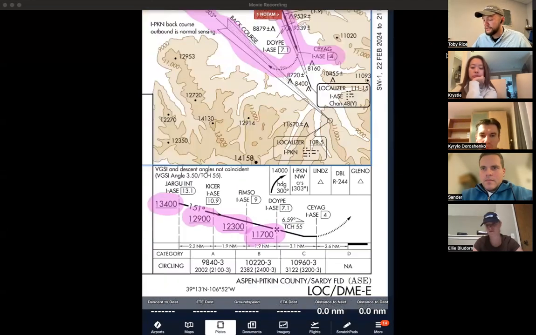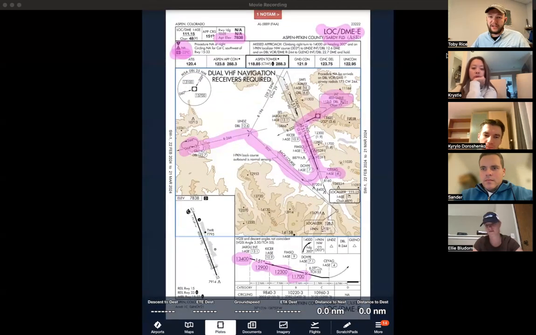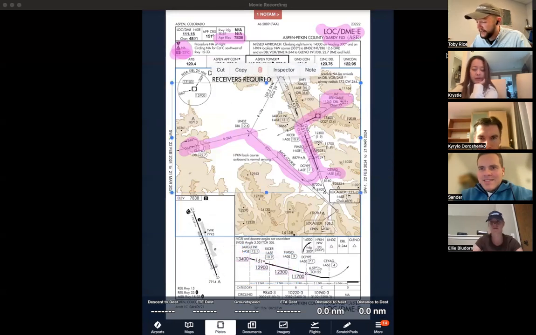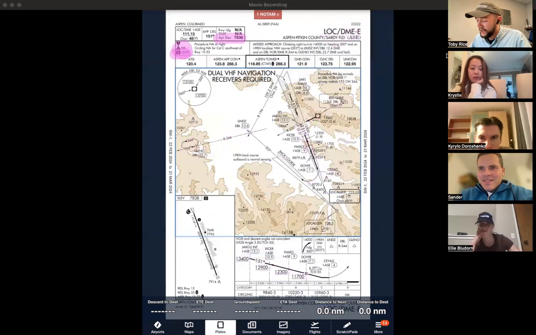So here's a good example. This is the localizer DME approach into Aspen. This is one of the most complex and difficult approaches to fly on the planet. I flew it in the Citation on the simulator the other day just for fun to see if I could do it, and I did it successfully, but it was not pretty. I'm kind of embarrassed about how bad that was, but that's okay.